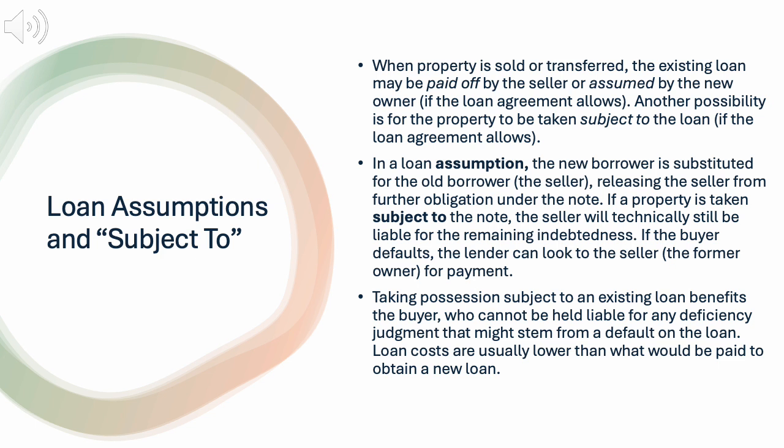In a loan assumption, the new borrower is substituted for the old borrower, the seller, releasing the seller from further obligation under the note. If a property is taken subject to the note, the seller will technically still be liable for the remaining indebtedness. If the buyer defaults, the lender can look to the seller, the former owner, for payment. Taking possession subject to an existing loan benefits the buyer, who cannot be held liable for any deficiency judgment that might stem from a default on the loan.